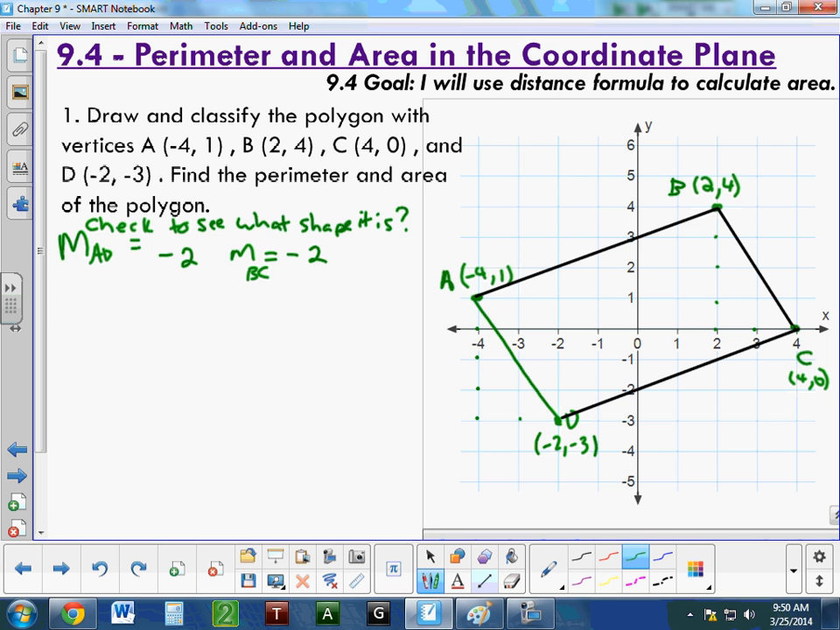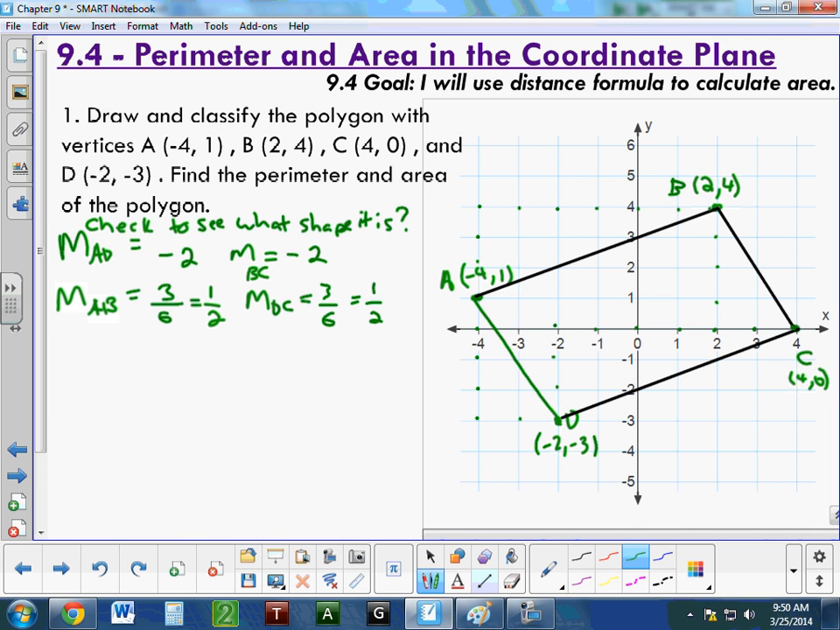If I do the slope of AB, it goes up 2, 3, and then goes over 1, 2, 3, 4, 5, 6. So if it's up 3 and over 6, that slope is 1/2. If I check the slope of DC, that goes up 1, 2, 3, and then goes over 1, 2, 3, 4, 5, 6. All right, so this is at least a parallelogram.